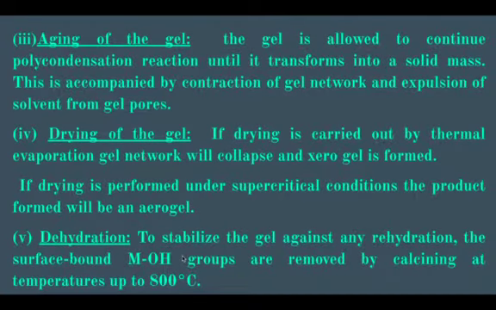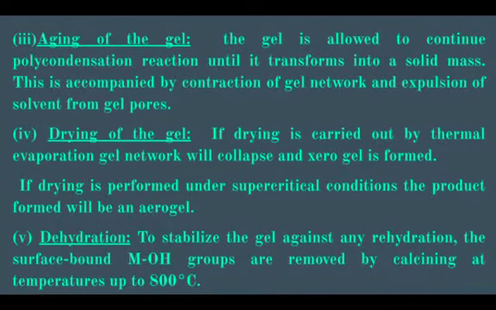Now next step is aging of the gel. Gel is allowed to continue polycondensation reaction until it transforms into a solid mass, and this is accompanied by contraction of gel network and expulsion of solvent from the gel pores. And aging process usually exceeds 7 days. Now fourth step is drying. In this process, water and other volatile liquids are removed from the gel network.